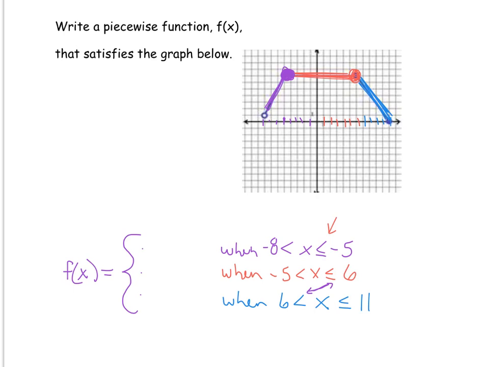Okay, next thing we're going to do is simply write the equation of this line. We're going to write the equation of each line. I personally like that red one the best. If I count up 1, 2, 3, 4, 5, 6, 7, this is the equation y equals 7, or f of x equals 7 when negative 5 is less than x is less than or equal to 6. This in purple we have a positive slope, in blue we have a negative slope. We could count it out if we wanted.